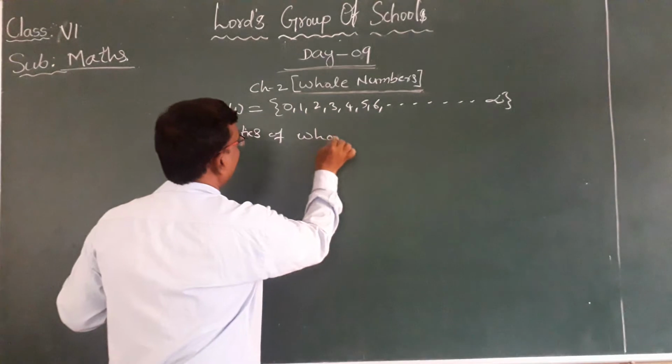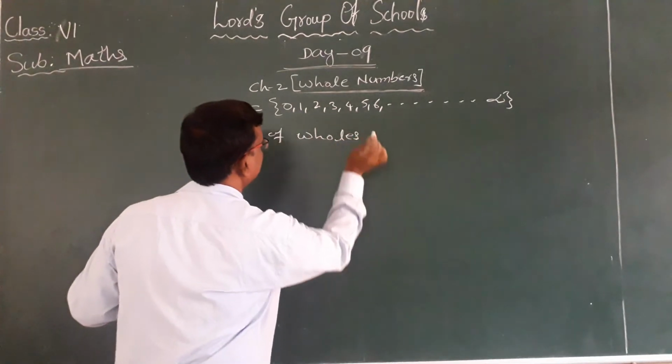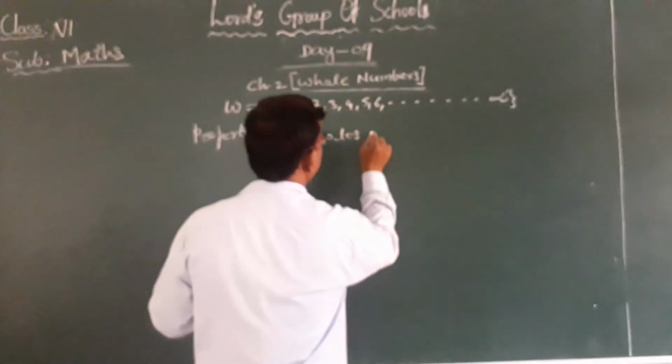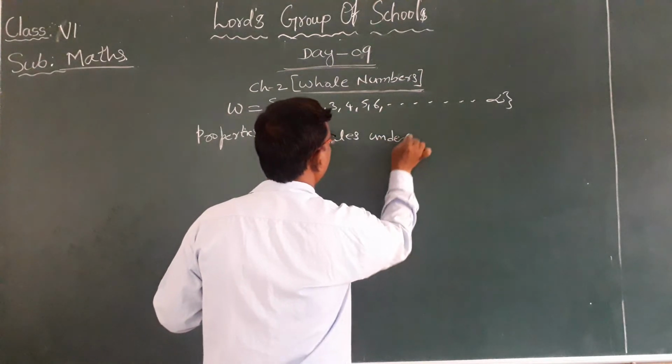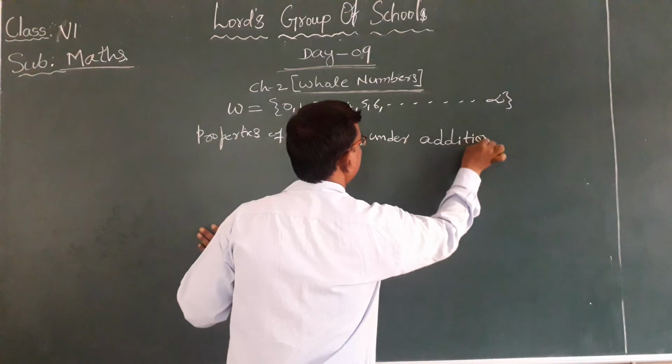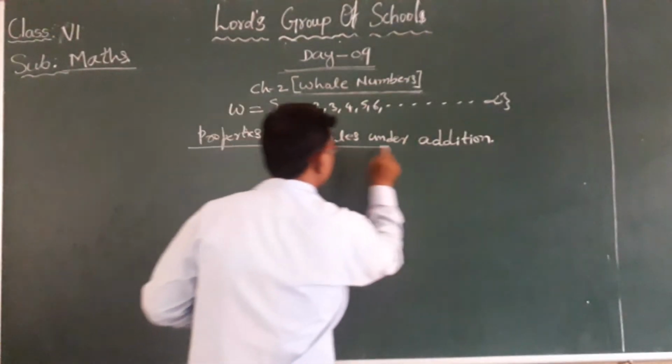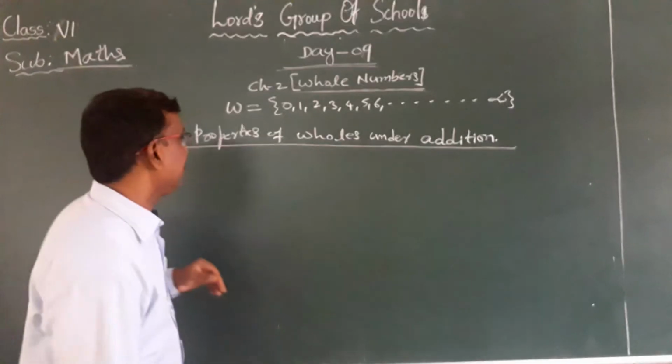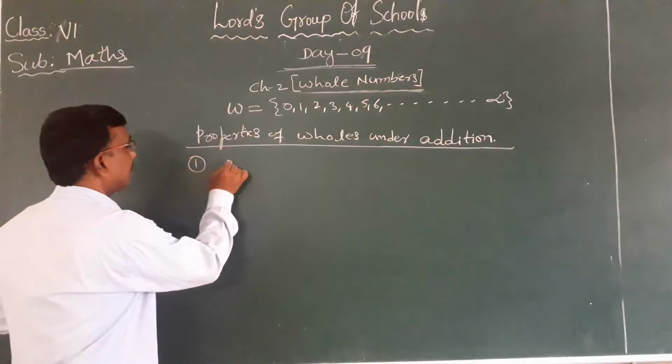Properties of whole numbers under addition. In the previous class, you may have learned this or may not. Let us recall. The first one is closure property.